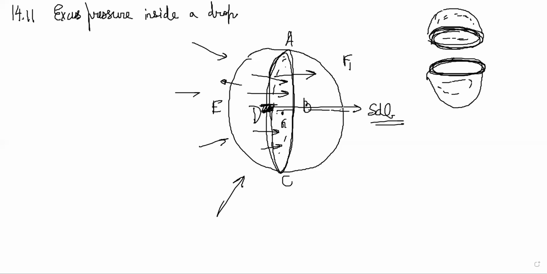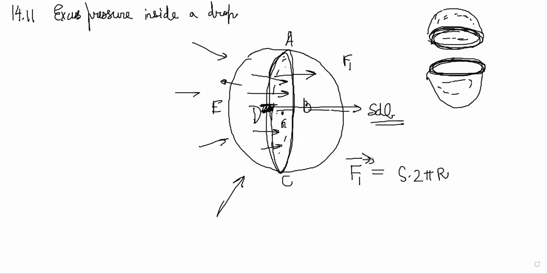The resultant of all the forces due to surface tension will be the integral of S DL, and S is constant. So the integral of DL is just the line where it is touching, which is the perimeter, 2 pi r. So S into 2 pi r is the resultant force due to the other part. Let's call it F1. The resultant is S into 2 pi r.